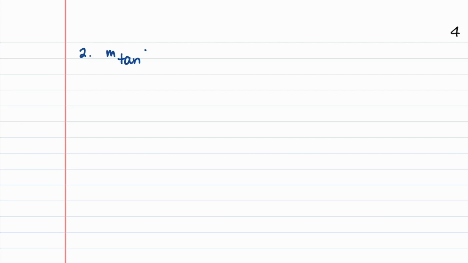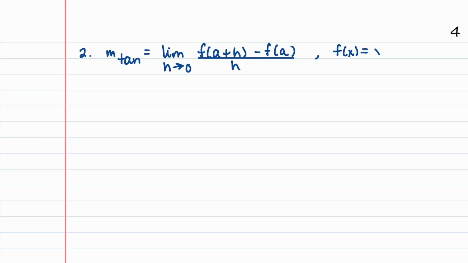Slope of the tangent line is equal to the limit as h goes to 0 of f of a plus h minus f of a, all divided by h. A lot of textbooks and instructors will have you actually compute the slope like this two different ways just to get practice. Let's remind ourselves that our f of x is equal to x minus x cubed, and then our a is equal to 2.